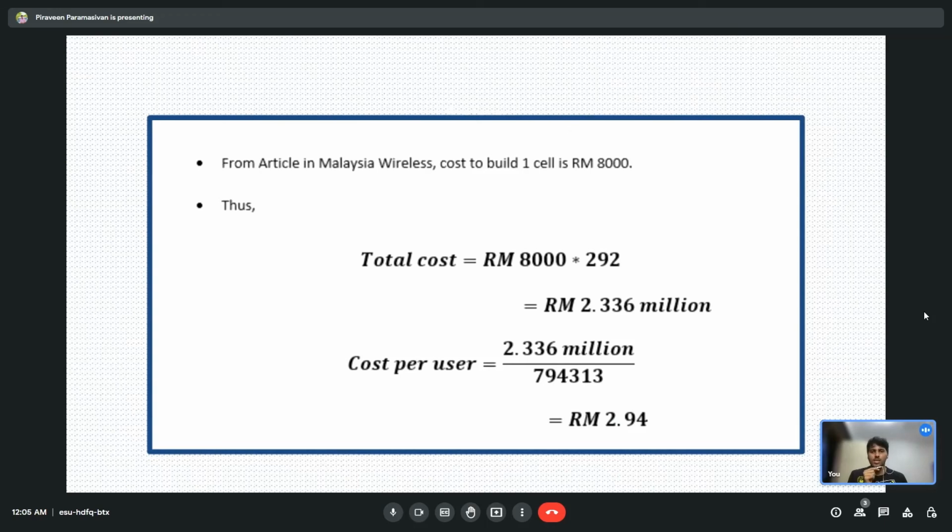from an article in Malaysia Wireless, the cost to build one cell is 8,000 ringgit. Thus, we can calculate the total cost of this whole project, which equals 8,000 ringgit for one cell times 292 cells, which gives us a total cost of RM 2.336 million. And we can calculate the cost for one user by dividing 2.336 million by the total number of users, 794,313, which gives us a cost per user of 2 ringgit and 94 cents. Thank you. Now I'll pass on to my next teammate.